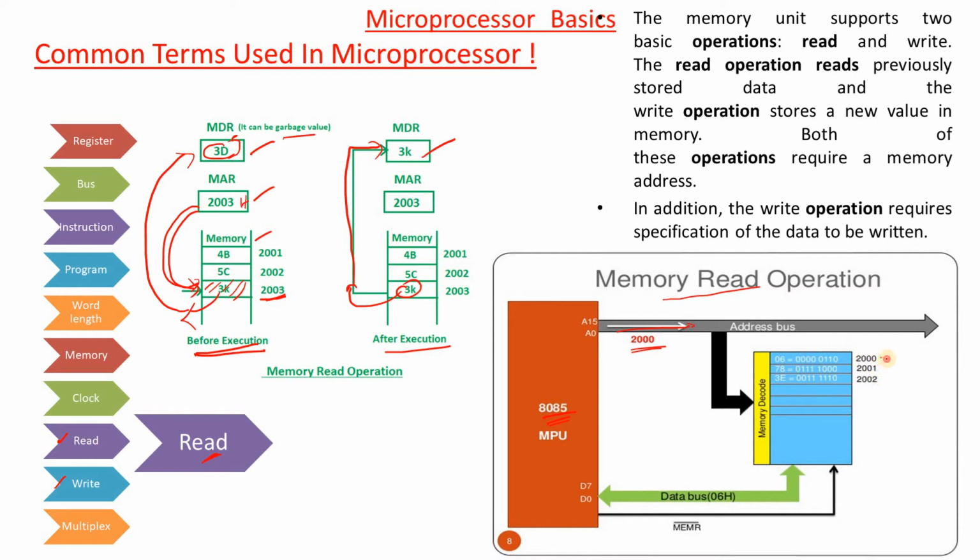So where 2000 is the address, 2001 is the address, 2002 is the address. Every address, every location has some unique address. This first location, second, third, like this. With the help of this 2000 address, we are pointing to this location. That means selecting, highlighting this location. The address is passed like this through this memory decoder.